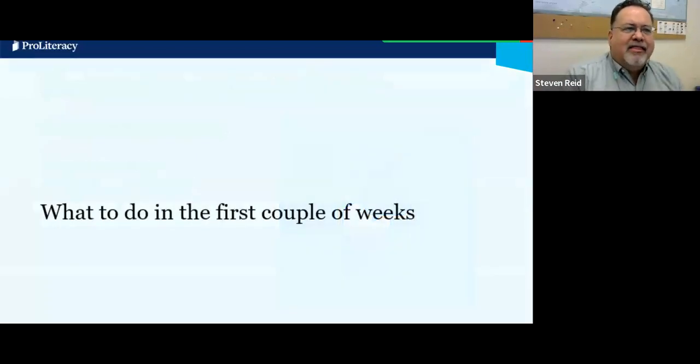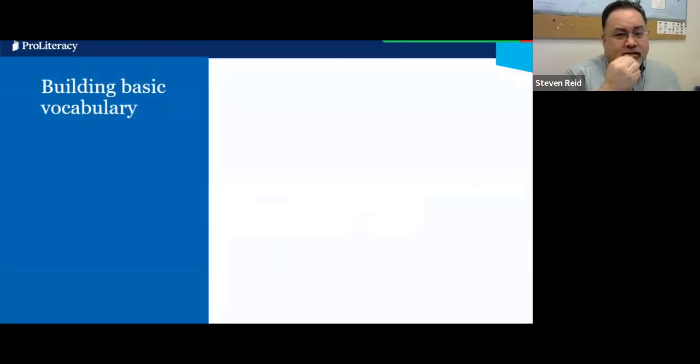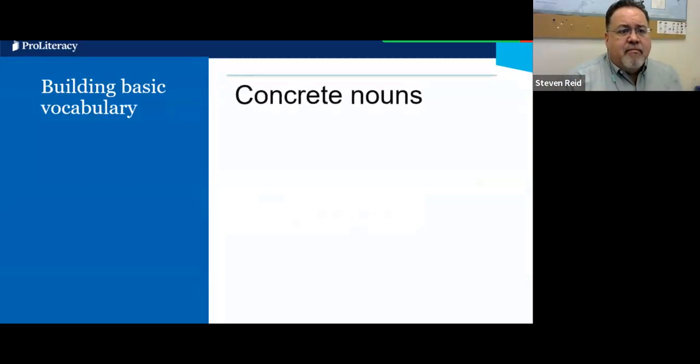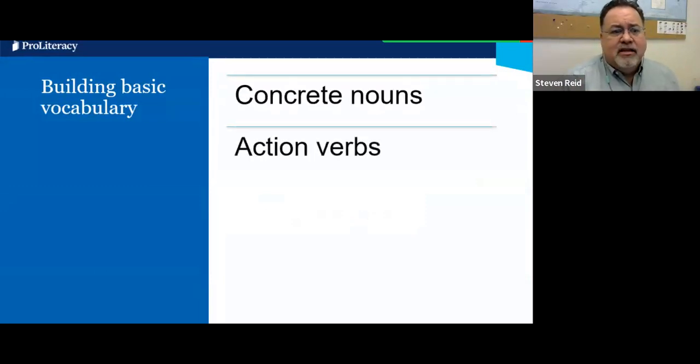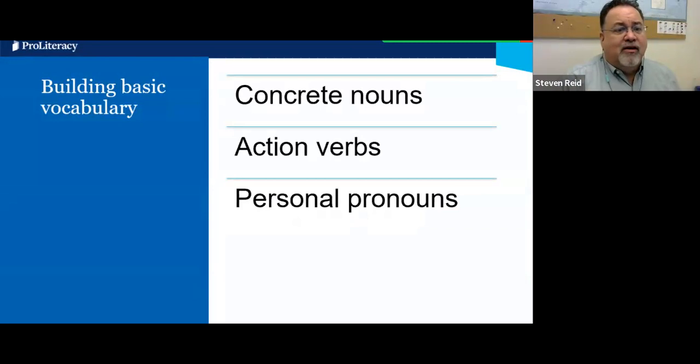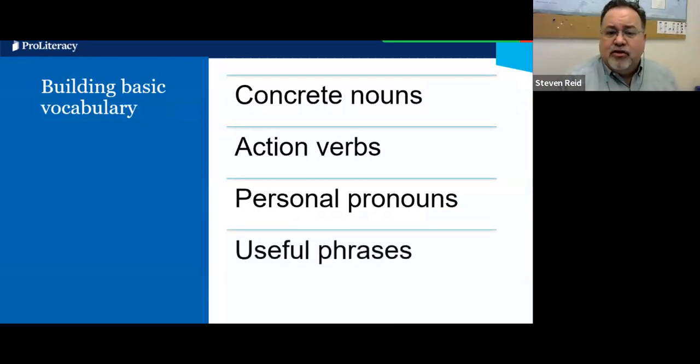So that kind of takes us through what I like to do in the first lesson. But what do we do for the next 2, 3, 4 lessons? We're going to start by building basic vocabulary. And that's always the best place to begin. We're going to start with concrete nouns. We're going to look at action verbs. We're going to look at personal pronouns. And then we're going to look at some useful phrases.